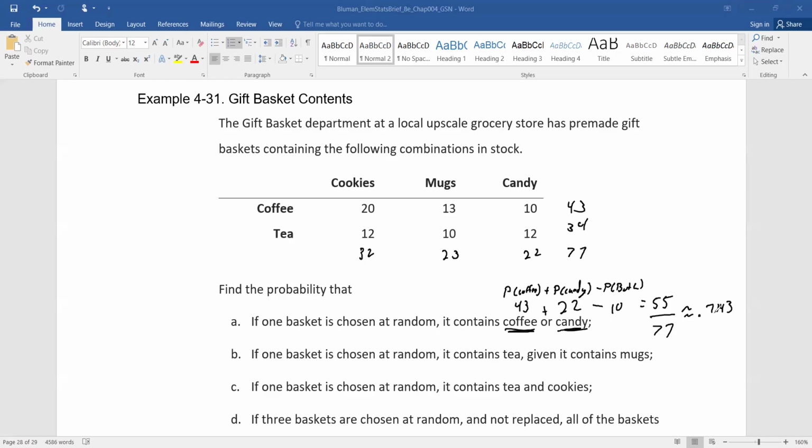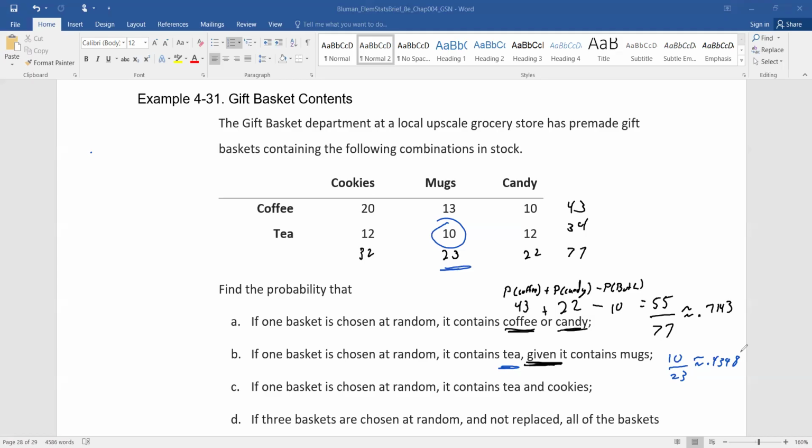Part B now says if one basket is chosen at random, it contains tea, given it contains mugs. So this one's a little different. So given means that I go to it being given. So there were 23 of them that had a mug. So that would be the new number on the bottom. Now, what's the probability that you get tea and mugs? So that would be 10 right there. So that'd be 10 out of 23, which now comes out to be about 0.4348. So 43.4% chance that your bag will contain tea given it had a mug in it.